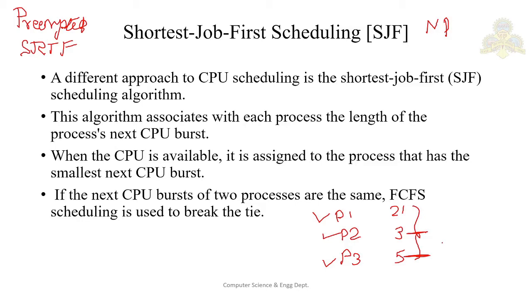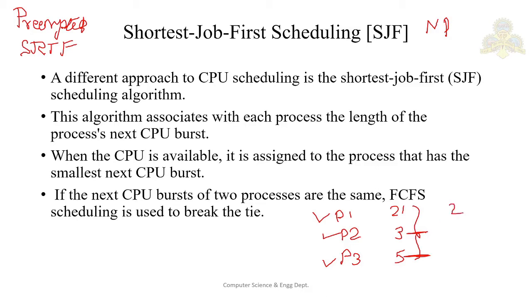whichever process has the lowest or the smallest burst time, you pick that for execution first. Next time, again compare the burst time of the remaining processes, again choose the smallest one and do the execution. But suppose you have processes which have the same burst time, then what do you do?